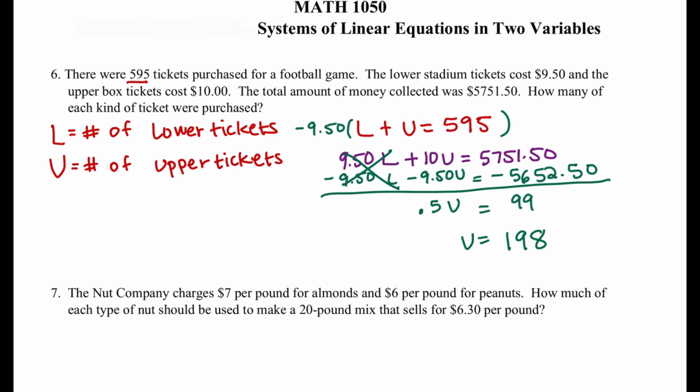And then to find the lower number of tickets, I'm going to look back at my very first equation. I know the lower tickets plus the upper tickets equal 595. So if I substitute this 198 in for the U, our lower tickets plus 198 equals 595. Subtracting 198 from 595, we get 397 tickets for the lower and 198 for the upper tickets.